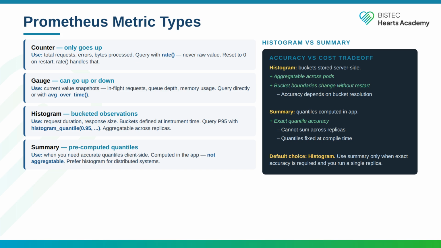service has multiple pods. A summary is similar to a histogram, but computes quantiles client-side, inside the application. Summaries are more accurate for a single instance, but cannot be aggregated across replicas. In distributed systems, prefer histograms. The decision guide. If the value resets on restart, use a counter. If it represents a current level, use a gauge. If it has a distribution you want to slice into percentiles, use a histogram.